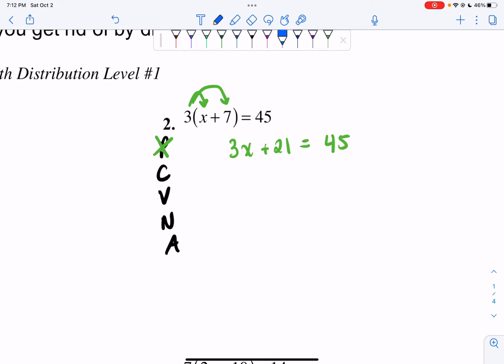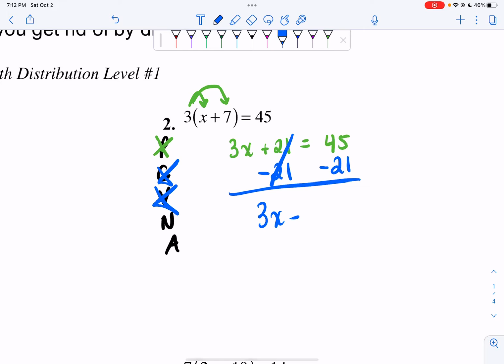So I cross out the C now. All my variables are on the left-hand side, but my numbers are not on the right-hand side. I got to get rid of this plus 21. So I'm going to subtract 21 from both sides of my equation. So I get 3x equals 45 minus 21 is 24.